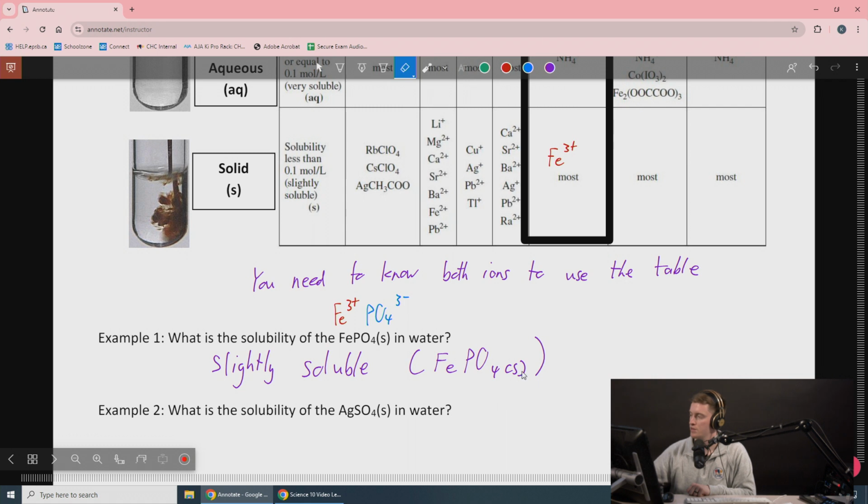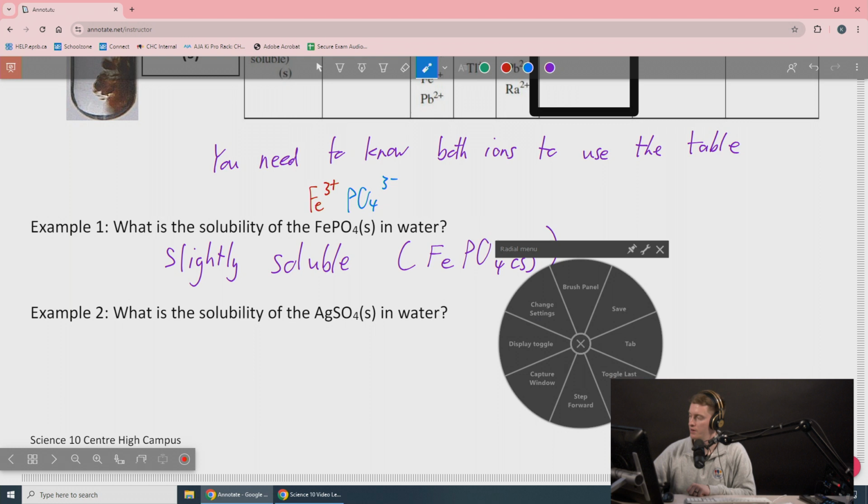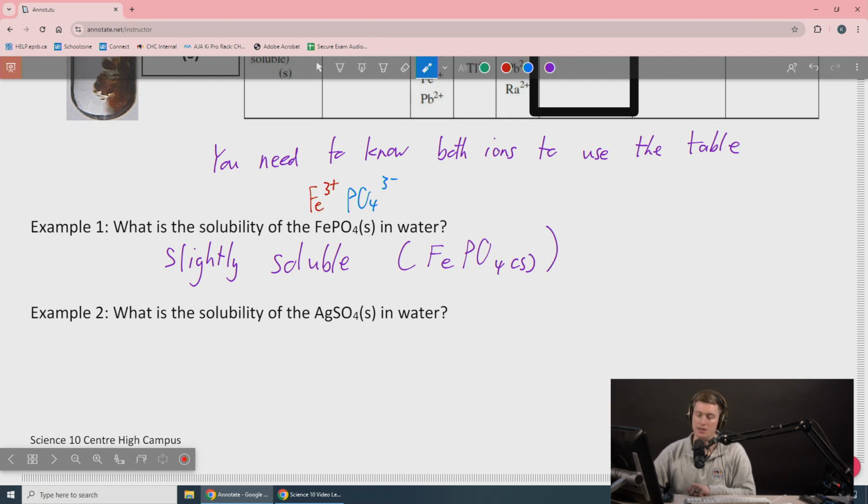The next question asks, what is the solubility of silver sulfate in water? This compound you're not going to find very easily, and the main reason for that is because it's actually incorrectly listed here. You should see on your periodic table that silver is going to have the 1+ charge. So I want you to actually fix this right now.